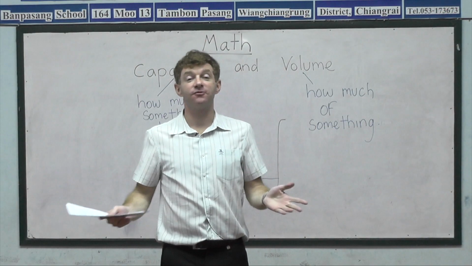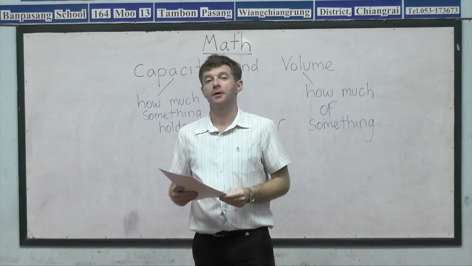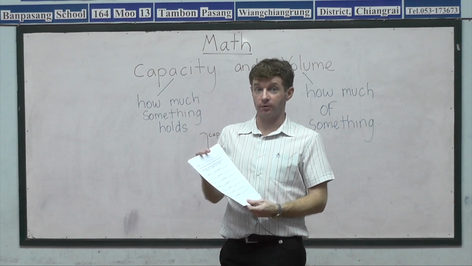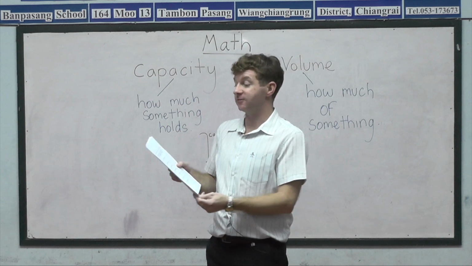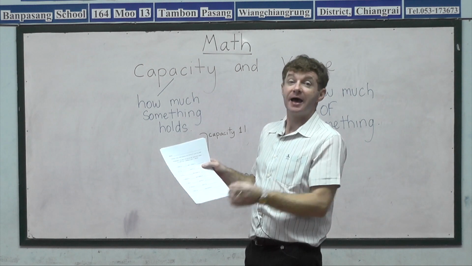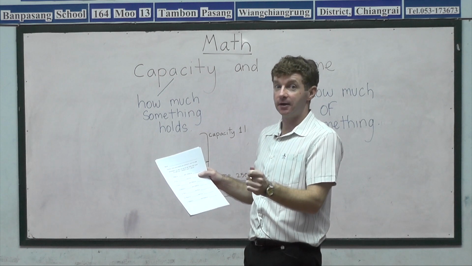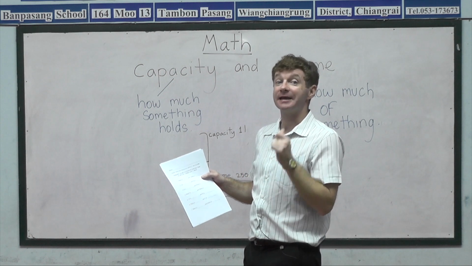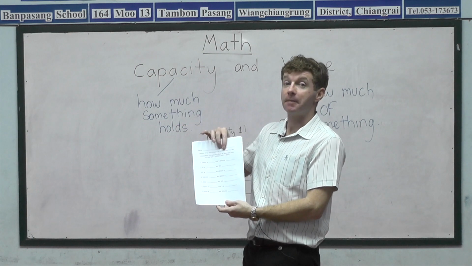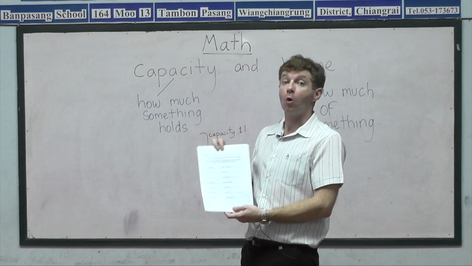And now, teachers, it's time for our worksheet activity. What you will need to do is print off one worksheet for each of your students. And what your students need to do is look at the different questions and decide which of the amounts is capacity and which of the amounts is volume. You will see there are spaces after each amount, and students have to write in the word capacity or volume.